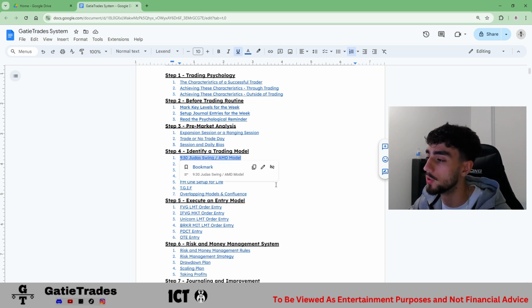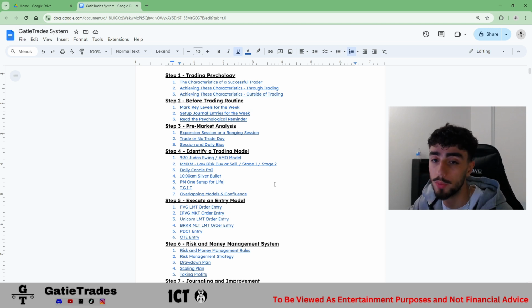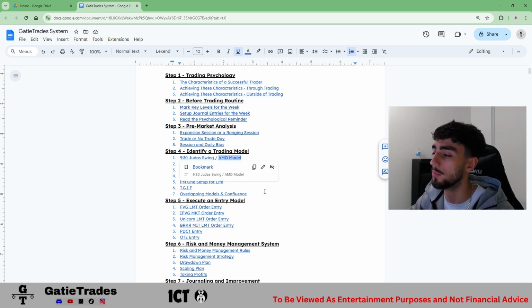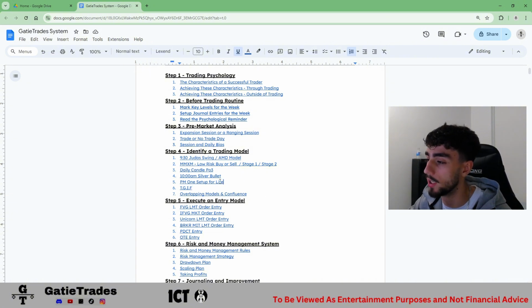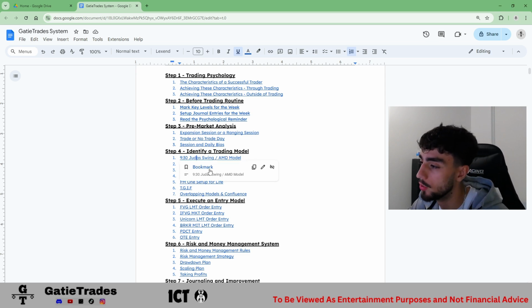Today's model is the 930 Judas swing and AMD model. This model forms pretty much every single day. It's one of my favorite models because pretty much every single candlestick on the higher time frame has some form of AMD, and you can use that in pretty much any trading system. Okay, so I don't want to waste any time. Let's go straight to this.